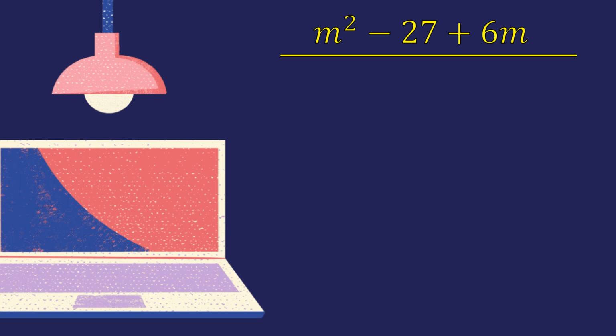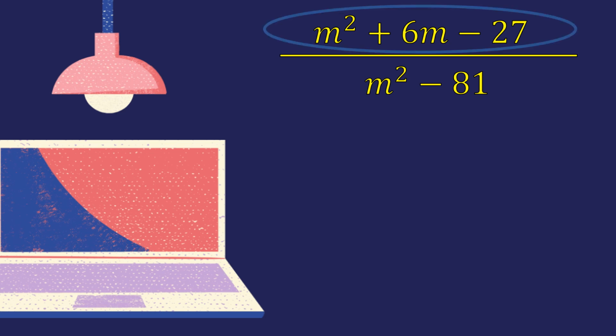For our third example, we have m squared minus 27 plus 6m all over m squared minus 81. We need to rewrite our numerator to its standard form. So that will now become m squared plus 6m minus 27.